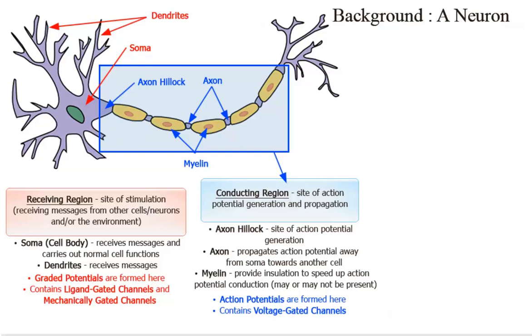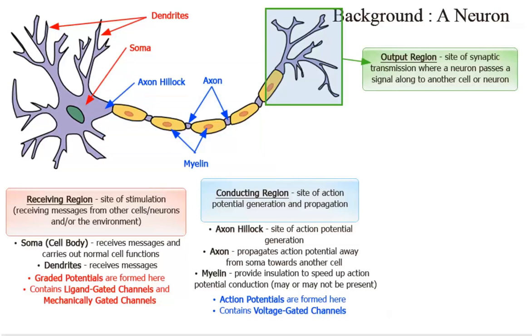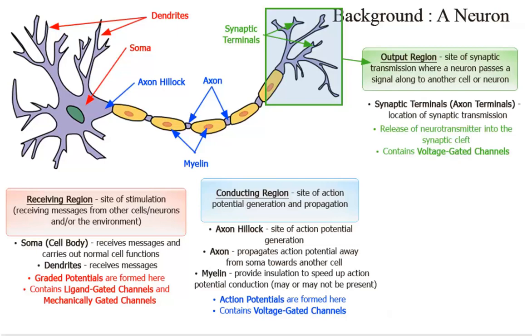The third region of a neuron is the output region, and this contains the synaptic terminals, which are also called axon terminals. This is where you will have the synaptic transmission, where you will have the little vesicles in the synaptic terminals that will release neurotransmitter into the synaptic cleft to talk to the next cell, either a neuron or some other cell in the body.